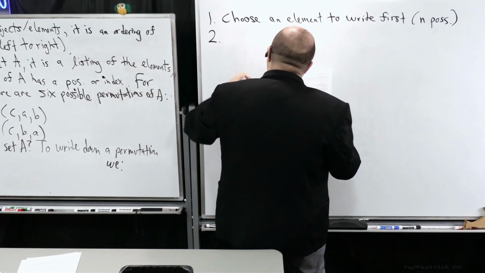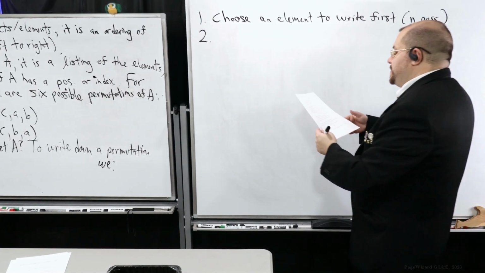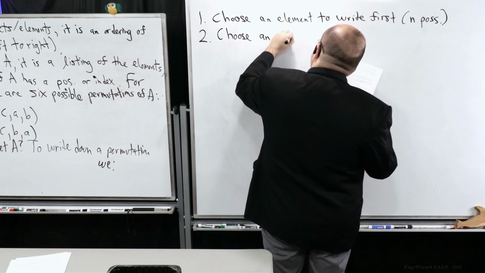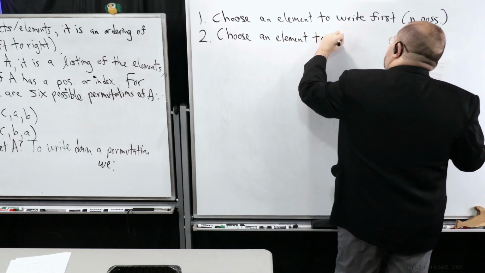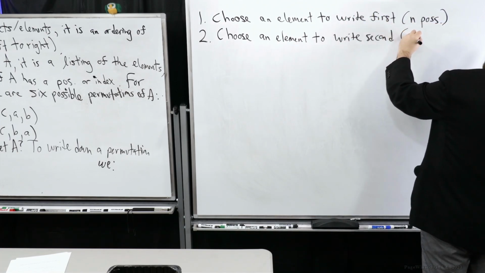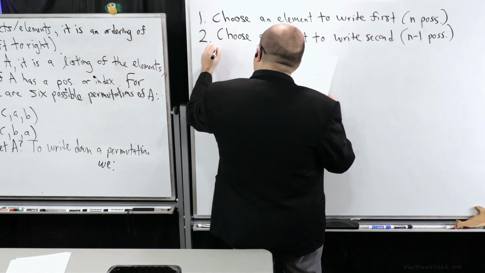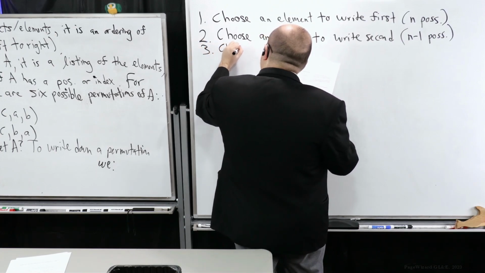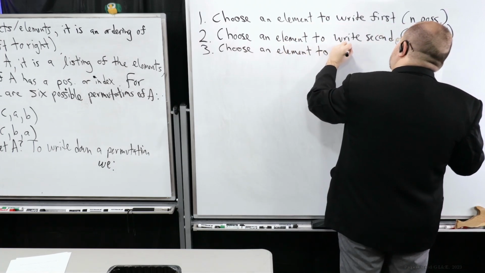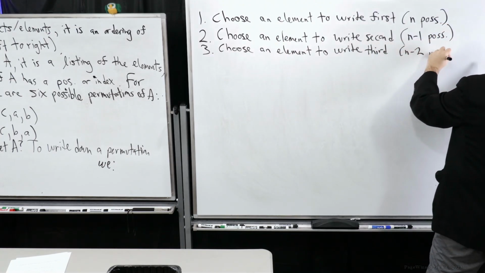Once I commit to the first position, what did I say? We can't write down that first position's assignment again. So we choose an element to write second, right? Since I've already committed to the first position, there's n minus 1 other elements I can use. And so on. You could do this for the third, right? So choose an element to write third. So I have n minus 2 possibilities.